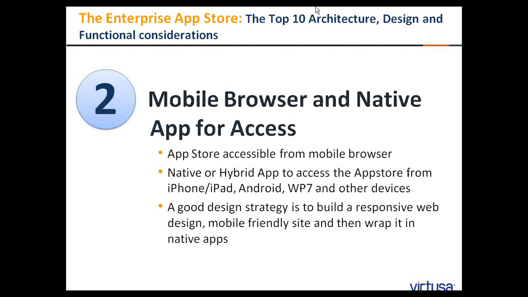Going forward, basically, the number two consideration is mobile browser and native app for access. As I have mentioned briefly, there are two ways to access the Enterprise App Store from public networks such as the Internet. It's either a native application or it could be a mobile web, right? So you can make the applications available on a mobile website, and people go onto the mobile website, they browse, they search, and they download.